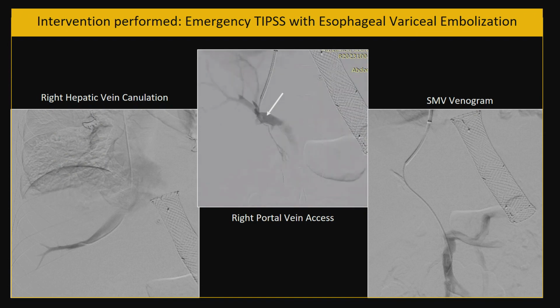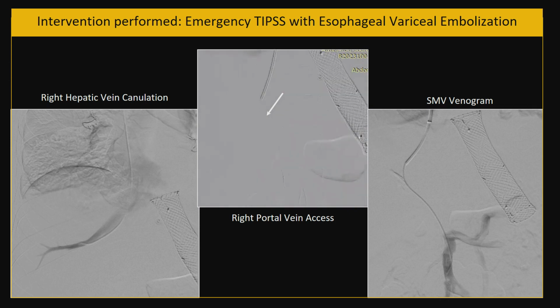This is the first run showing hepatic venous opacification. Then through the liver parenchyma, we entered into the portal vein. This is the most critical step, because we don't know where the portal vein is. So by using different fluoroscopic and ultrasound guidance, we tried to puncture the portal vein through the hepatic vein. And this is the final tract. We have entered from the hepatic vein across the liver parenchyma into the portal vein.